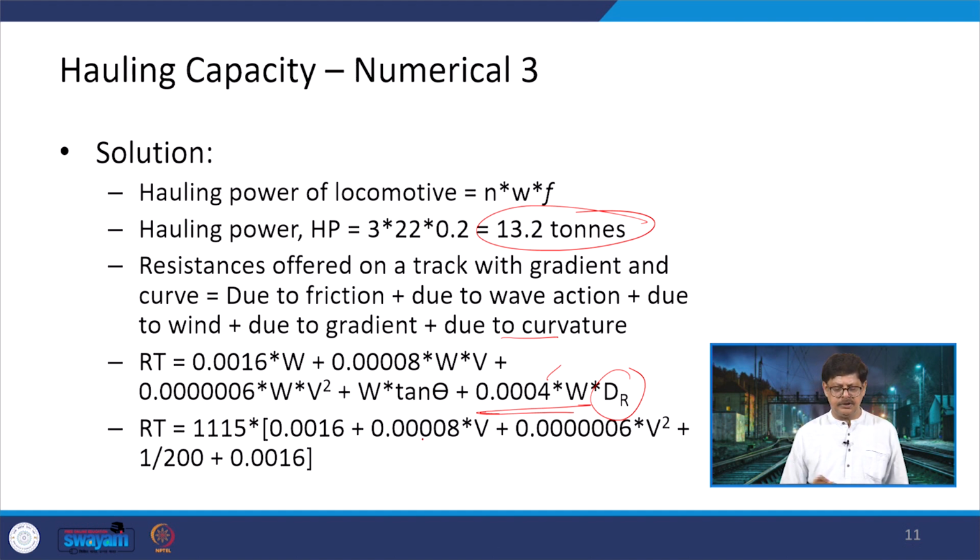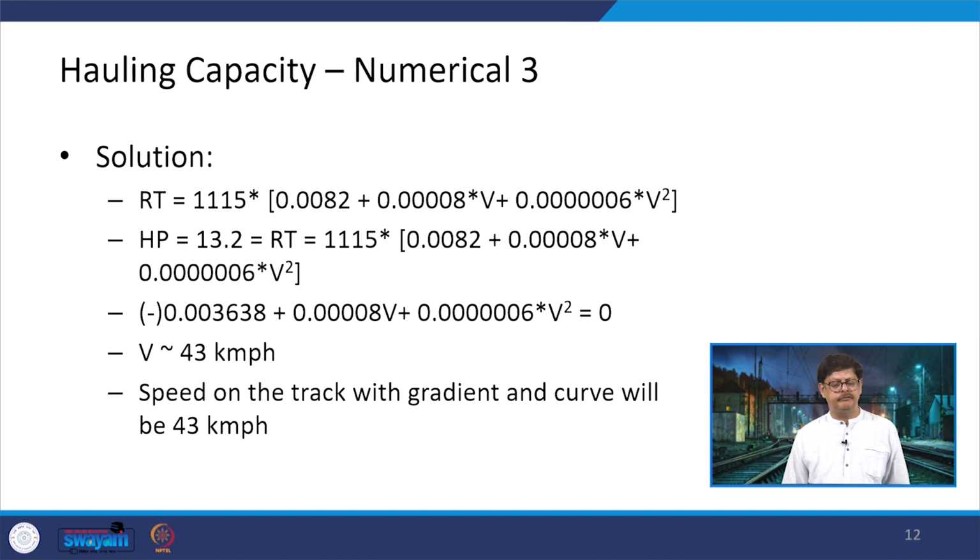Now, when we put the values here, V we have to calculate. In this case, W is already there, tan theta is known to us, dr is known to us. So, let us put all of these values in the equation, and what we get is 1115 into 0.0082 plus 0.00008 V plus 0.000006 V square. When this is equated with the hauling capacity or the power 13.2, then we have a quadratic equation. Now, if we solve this quadratic equation, we are getting a value of 43 kilometers per hour.